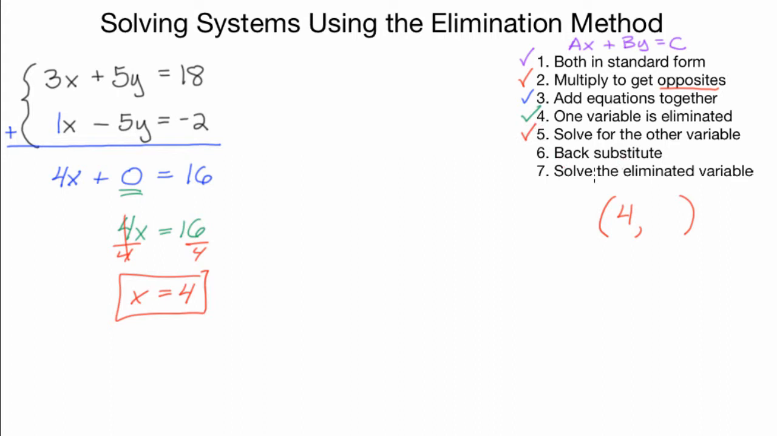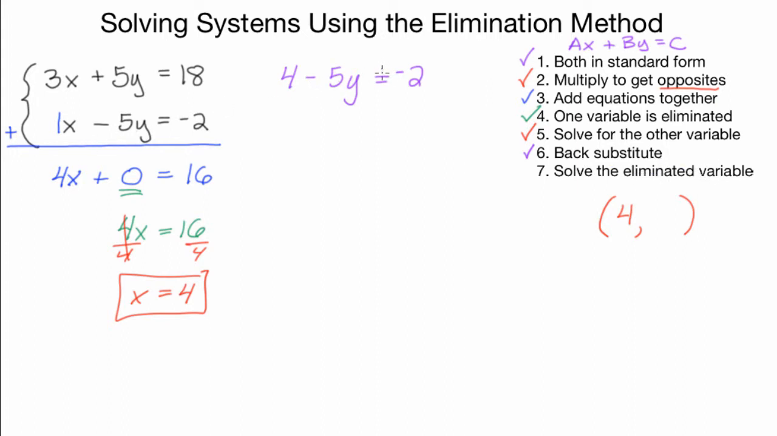Now I've got to back substitute in step 6 and solve for the variable that I eliminated. I've got to solve for y. So I know x is 4, but I have two equations. Now that I know x is 4, I can use that to help solve some other stuff. So I'm going to use the bottom one here. x minus 5y equals -2, but I'm going to put 4 in place of x. So we've got 4 minus 5y equals -2. I just did my back substituting. And now let's solve for the eliminated variable.